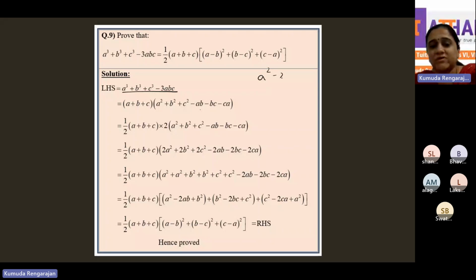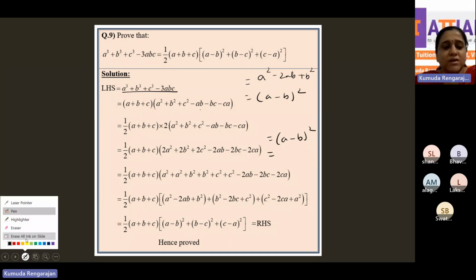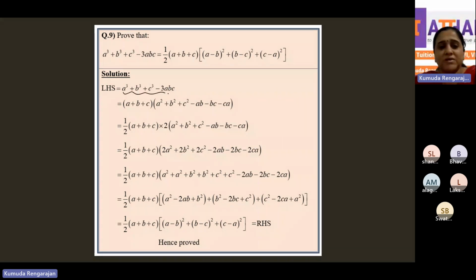Children, see, if you have a square minus 2ab plus b square, in the next step, what you will write is a minus b the whole square. Supposing you have a minus b the whole square in one step, in the next step, you can write a square minus 2ab plus b square. Same thing here. You know this identity. So that's what you write in the next line.